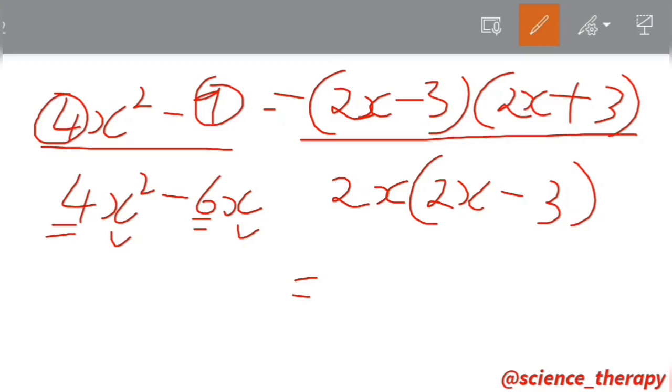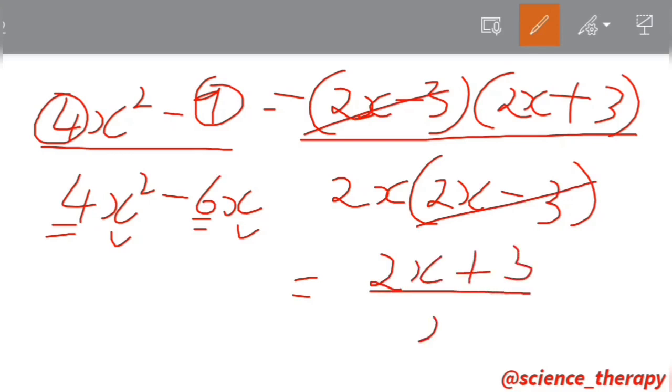So once again, do we have a common expression in the numerator and the denominator? We do have a common expression, that's 2x minus 3, also down here 2x minus 3. So they divide out. In the numerator, we are left with 2x plus 3, and in the denominator, we are only left with 2x, and you leave it like that. That's your final solution.